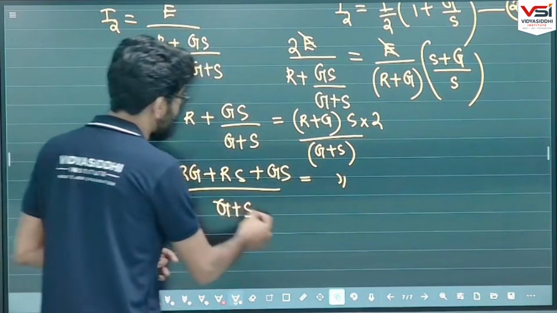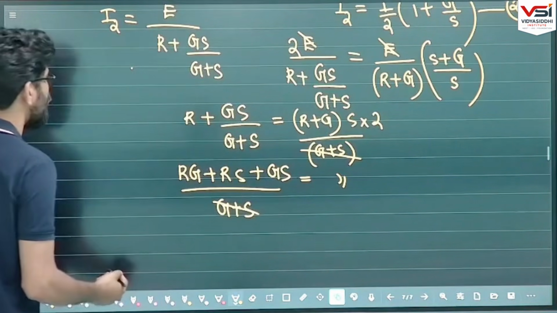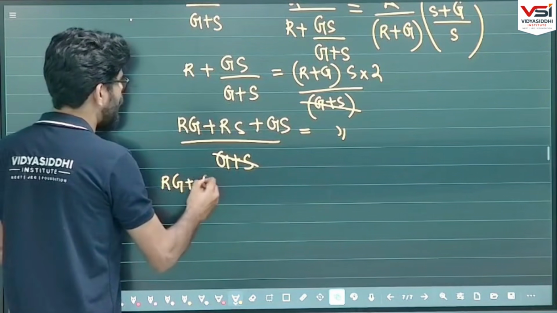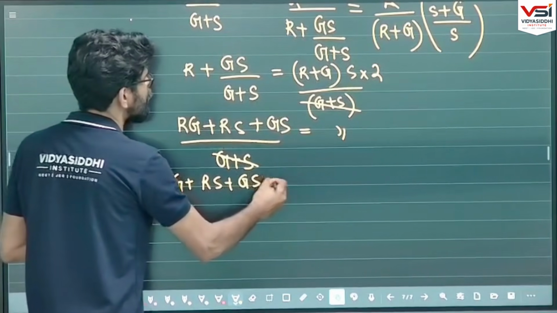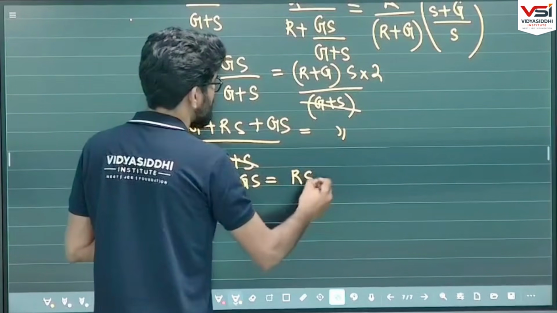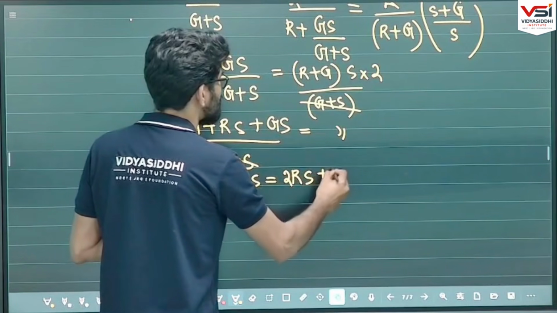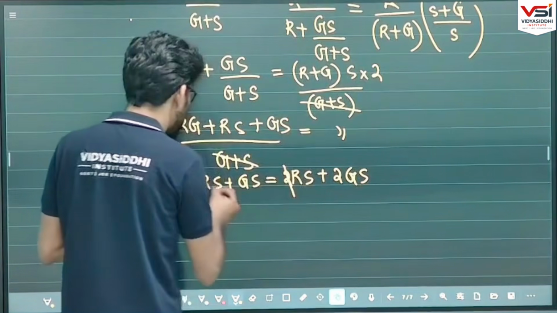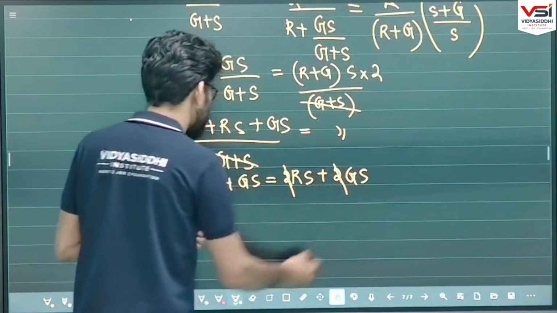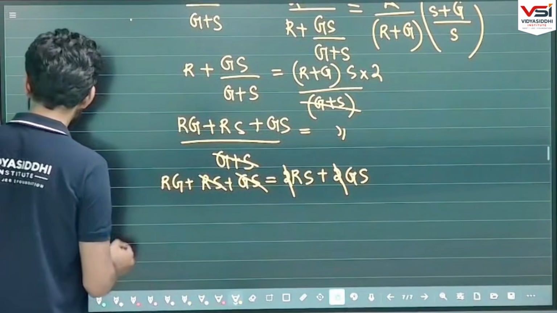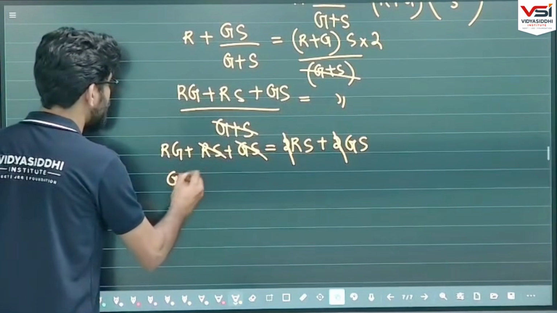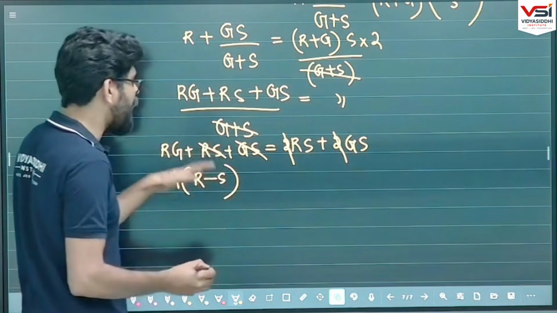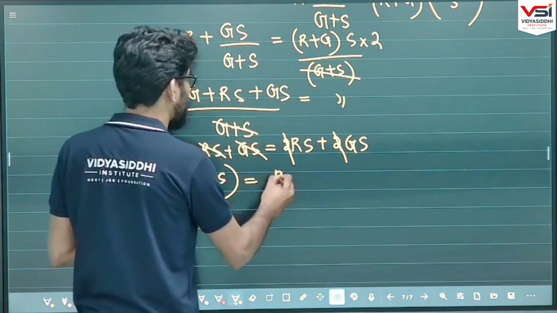So here this G plus S and this G plus S cancel, and again we are rearranging it. RG plus RS plus GS is obtained as 2RS plus 2GS, right? And from this 2RS, one RS cancels, and from 2GS, one GS cancels. RG is here, so I am taking G outside into R, and this G also taken here, G minus G R minus S is equal to, here we got RS.